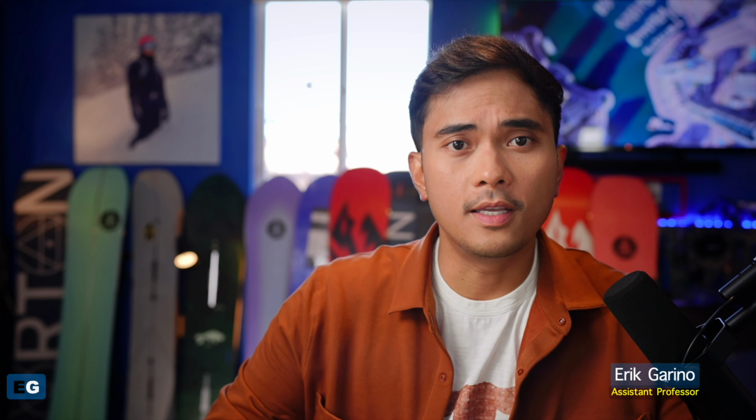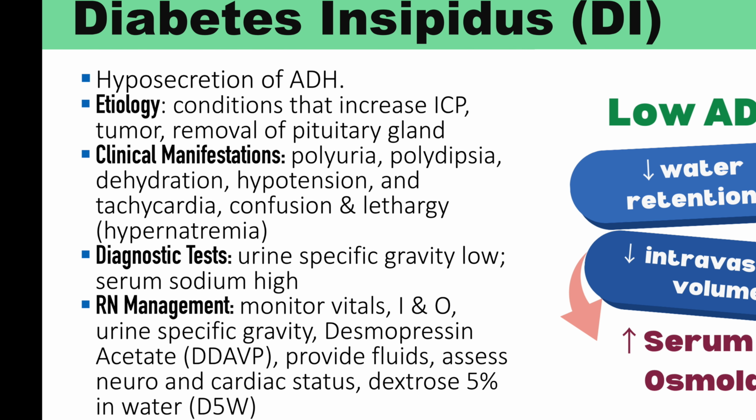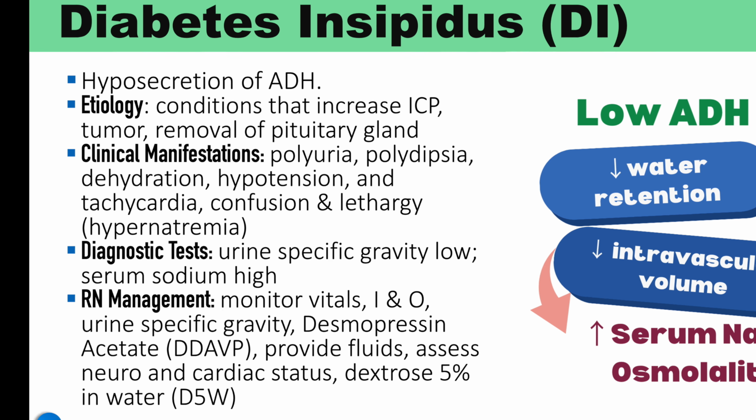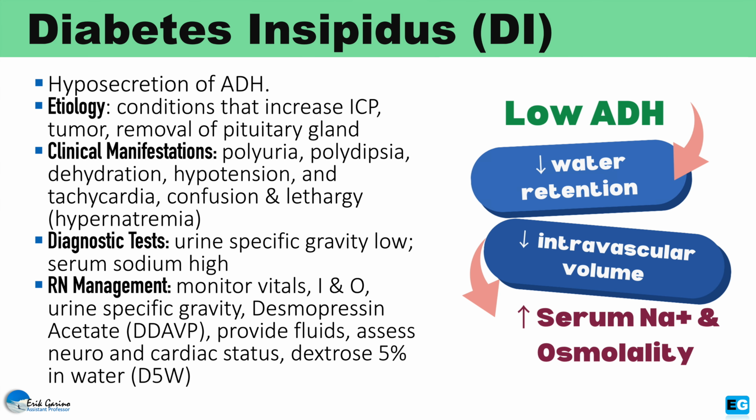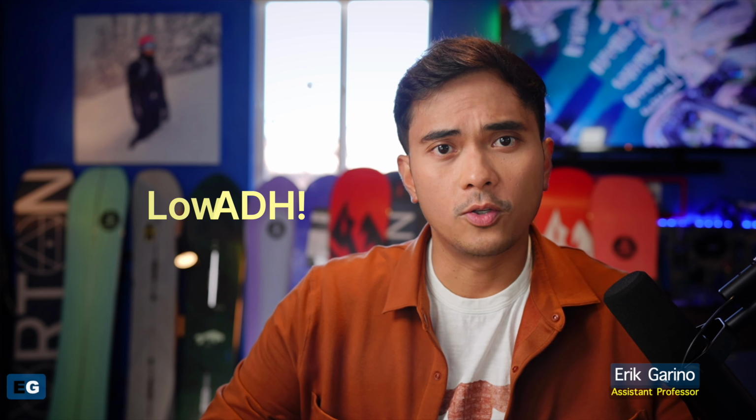With that said, DI is typically caused by increased intracranial pressure in the brain, often due to cancerous tumor or brain herniation. It can also result from surgical removal of the pituitary gland, a procedure called hypophysectomy, or from brain injuries such as head trauma. So with DI, the posterior pituitary gland is unable to produce ADH, also known as vasopressin.